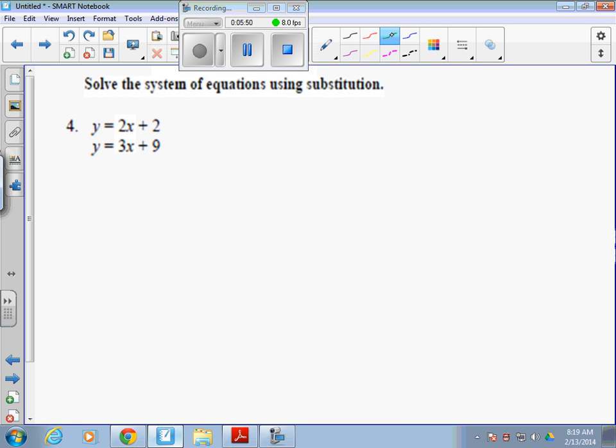Number 4 says solve the system using substitution. I find the easiest way to do substitution is to write them alongside each other. Y equals 2x plus 2 and y equals 3x plus 9. The reason they're stacked on top of each other is because when you start doing elimination, it's easier for them to be stacked, so where you can see the columns. But for substitution, it just seems a little bit easier to look at it this way.